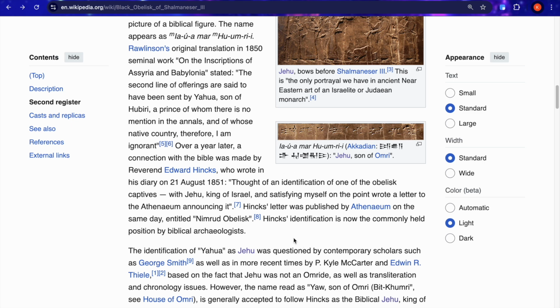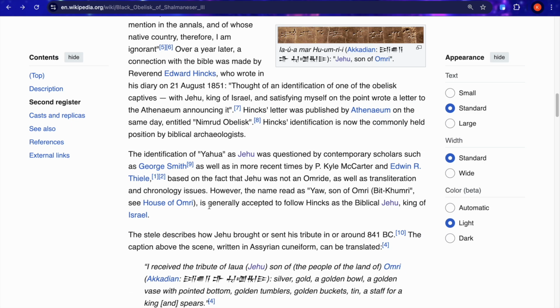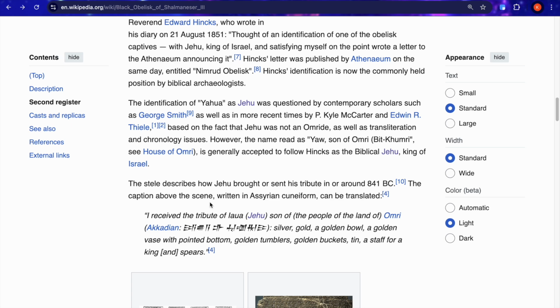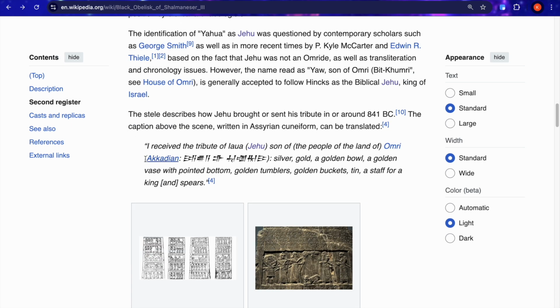Over a year later, a connection with the Bible was made by Reverend Edward Hincks, who wrote in his diary on August 21st, 1851, that he thought of an identification of one of the obelisk captives with Jehu, king of Israel, and satisfying himself on the point, wrote a letter to the Athenaeum announcing it. So they go on and on about this and that, but this is the point here. Let me read this.